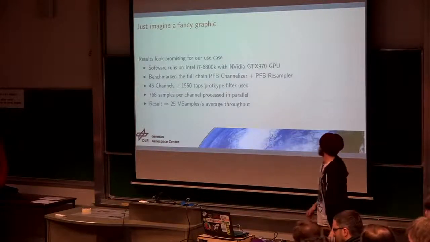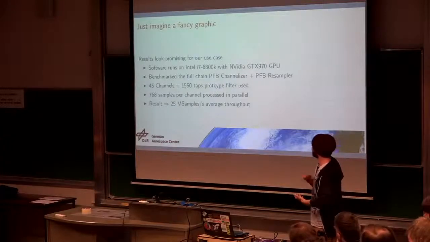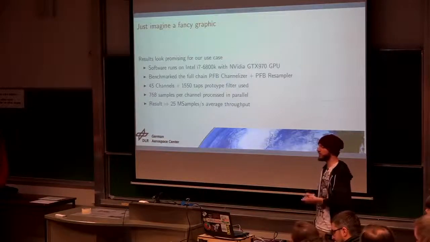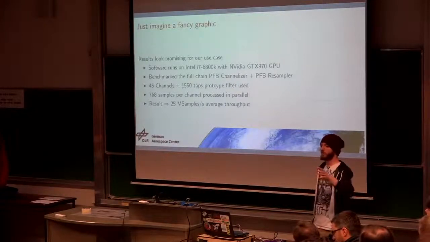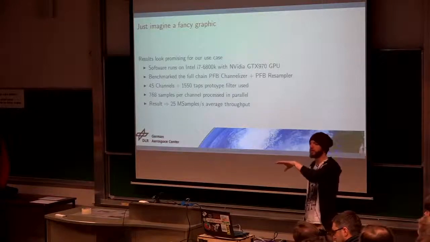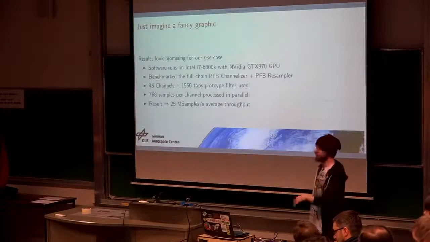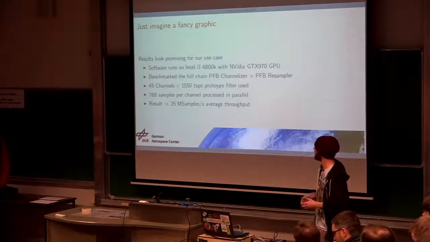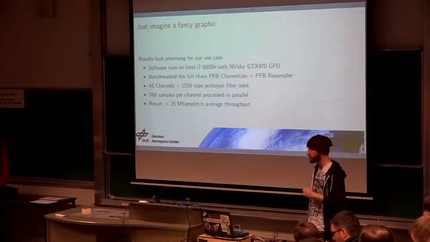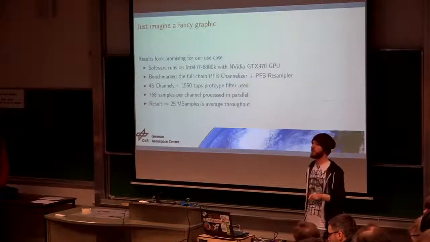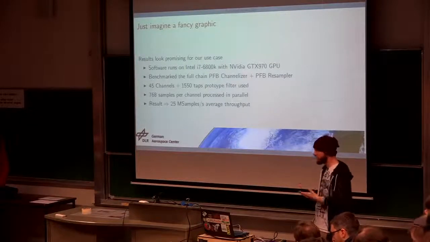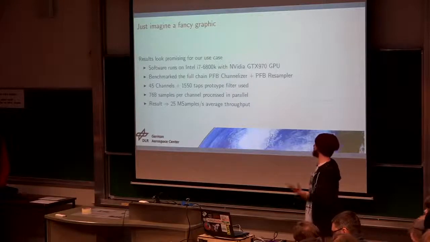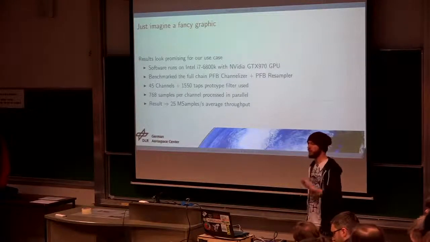So yeah, I actually don't have that many benchmarks because I was a bit in a hurry, and all I cared about is that the chain, polyphase filter bank channelizer and polyphase filter bank resampler, was faster than 4 megasamples. So I basically just pulled them together, had the same setup: 45 channels, 1550 taps prototype filter used for the channelizer. I think the filter for the resampler was smaller. It was 350 taps, something like that. And yeah, we processed 768 samples per channel in parallel.